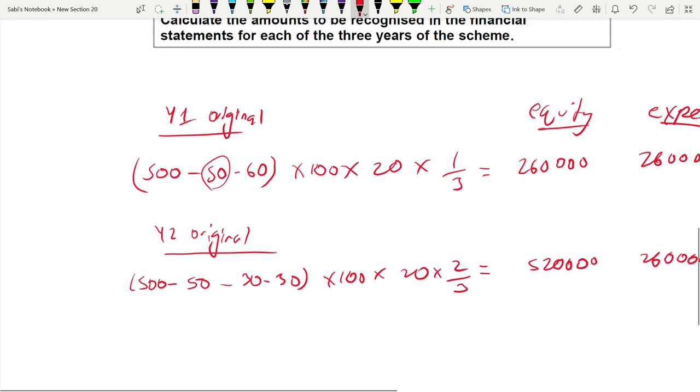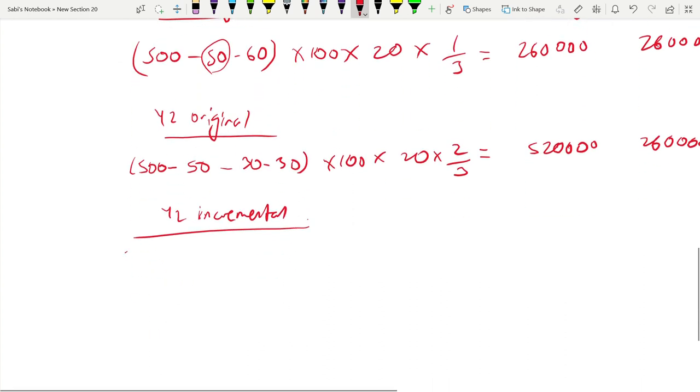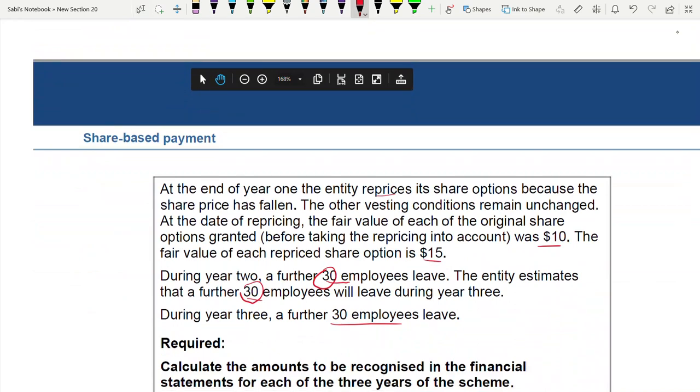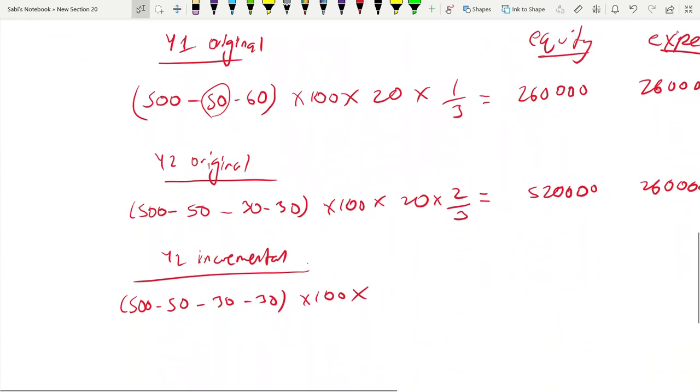But in year 2, you also have to add the incremental amount. When you are taking the incremental, employees will be the same: 500 minus 50 minus 30 minus 30 into 100. Only the fair value will change this time. What is the fair value? They told before repricing it was 10. After it was 15. Only the incremental fair value, 15 minus 10, so fair value is 5. Into now the years will change. Vesting period is now 2, year 2 and year 3, so this will be over 2 years now. Which will be 97,500. Here also it will be 97,500.